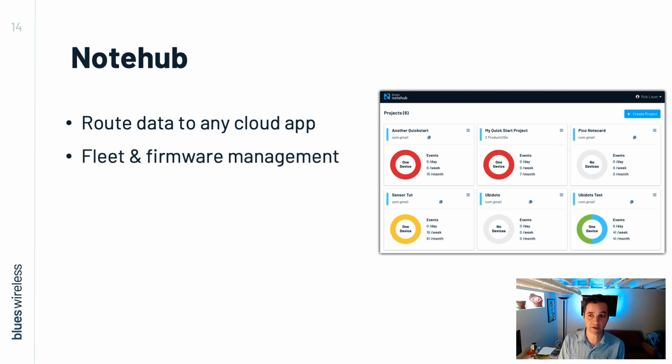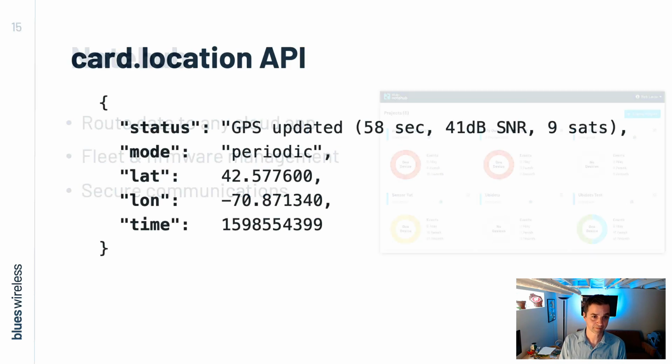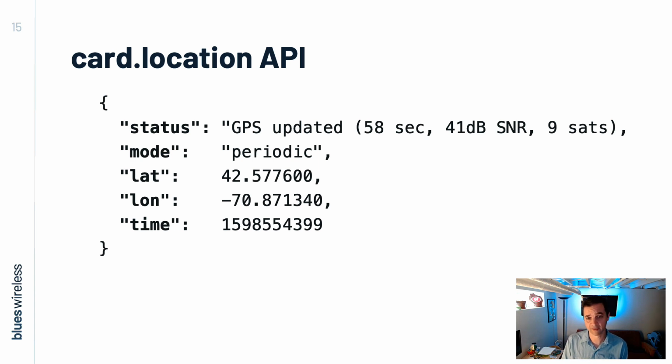Also within Notehub you can manage fleets of devices, you can update both microcontroller and Notecard firmware over the air, and Notehub is all about securely transmitting data both from the Notecard and to your cloud. And it's all accessible via a developer-friendly JSON-based API. So everything's JSON in, JSON out.